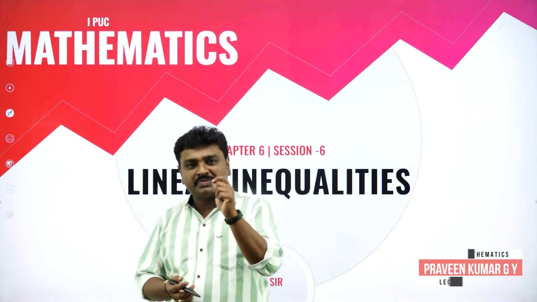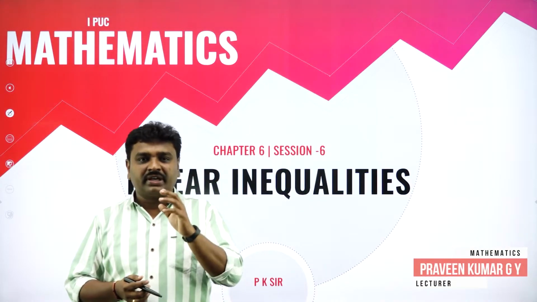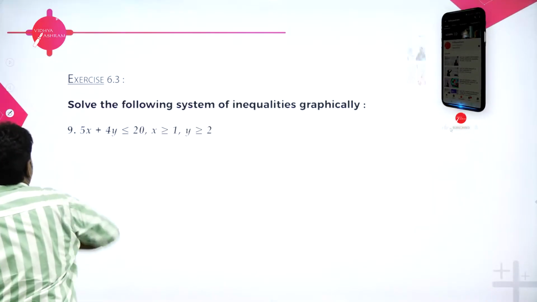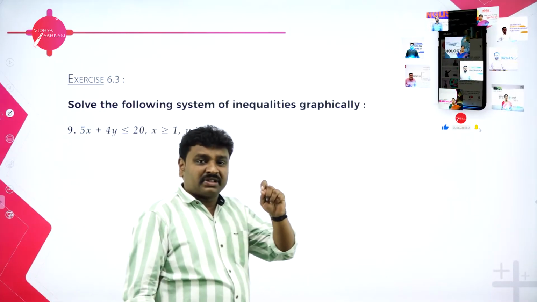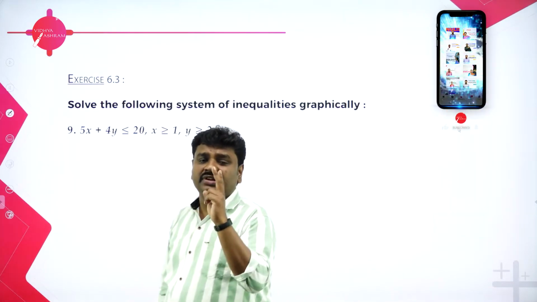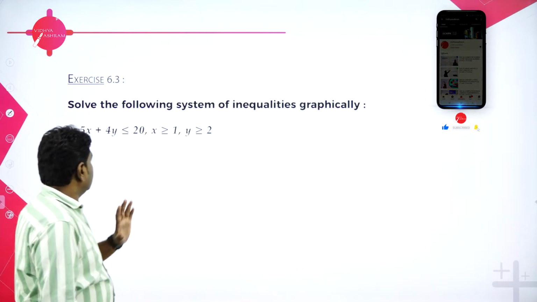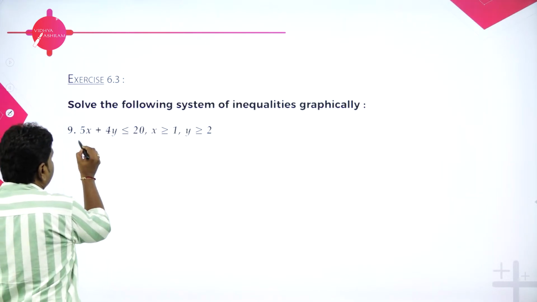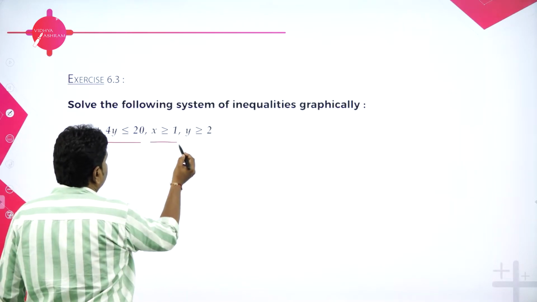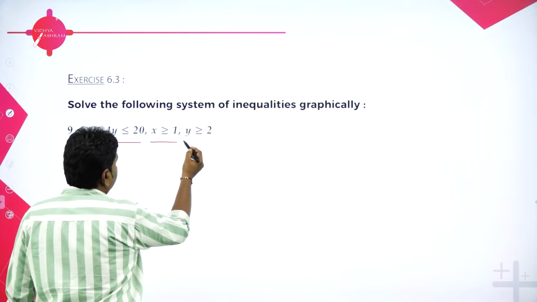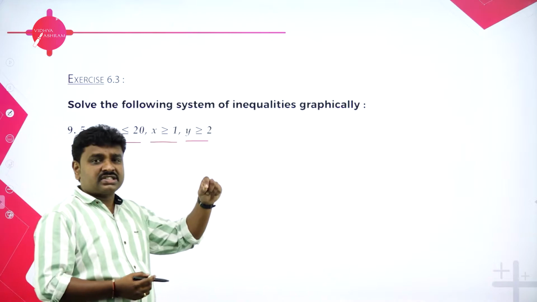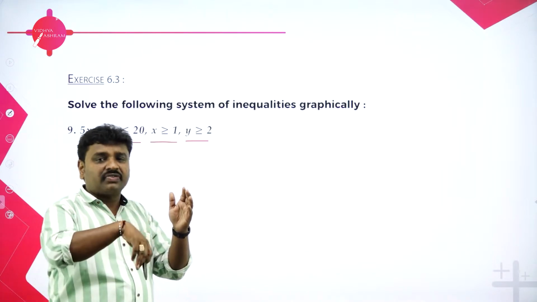Now we'll solve the problems of linear inequalities by graphical method. I told you this is important. Solving inequalities by graphical method is an important concept which helps you to do linear programming problems in 12th standard. So learn this properly. Now the first is 5x plus 4y less than or equal to 20. Next, x greater than or equal to minus 1 and y greater than or equal to 2. So draw 3 lines, shade 3 lines and retain the region which is common for all 3.